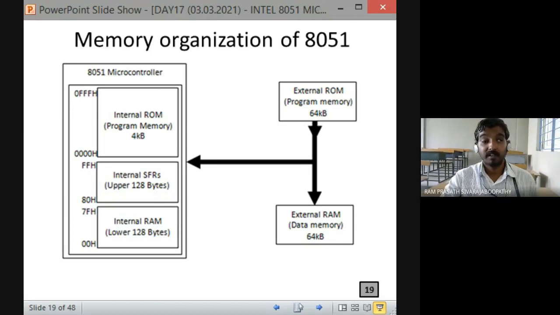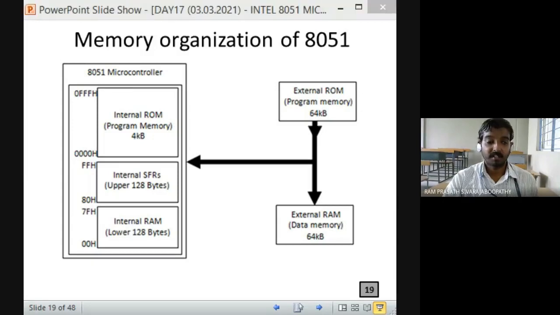Is it clear? So the internal memory is organized in such a way. First, we split ROM and RAM. ROM is 4 KB, with addresses ranging from 0000 to 0FFF. The RAM address space is from 00 to 7F, and 80 to FF are mapped for the special function registers, that we call SFR, not SFRs. S stands for plural, correct? SFR only, special function register. So we have 21 SFRs in the 8051.